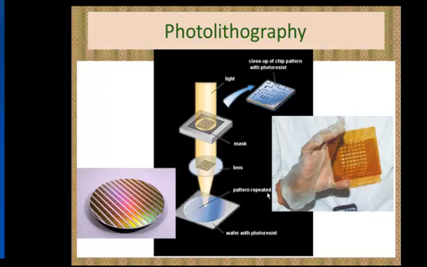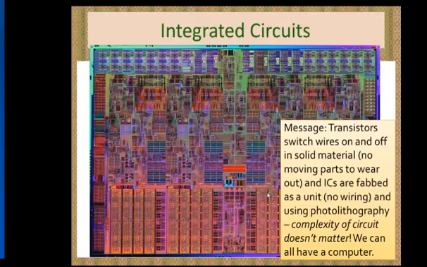By the time the IC chip came around in the third generation, photolithography was being used. So we were photo stamping the transistors, the switches, onto silicon. Transistor switches wire on and off in solid material, so in IC chips there were no moving parts to wear out. The ICs are fabbed as a unit. There's no wiring, and using photolithography, complexity of circuitry doesn't matter because no one's actually wiring it.